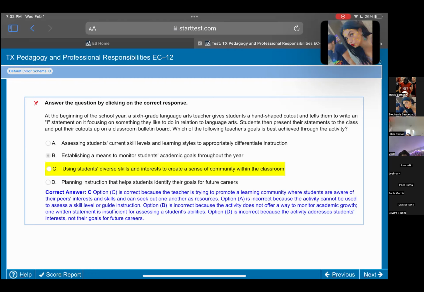C is correct because the teacher is trying to promote a learning community where students are aware of their peers' interests and skills and can seek out one another as resources. Remember, she put that up there, and I can go up there and say, oh, Maria loves poetry and I'm not that good at it. Maria, can you help me? I'm having difficulty with my rhyme scheme in this one. Just having that point of reference, highlighting people's skills, and they'll tell you what they like to do is what they're good at. What I like to do is what I'm good at.